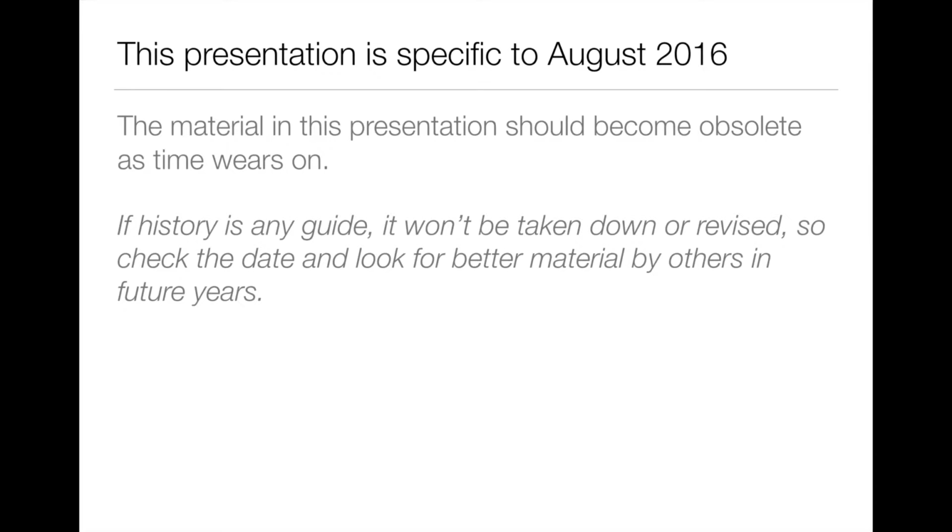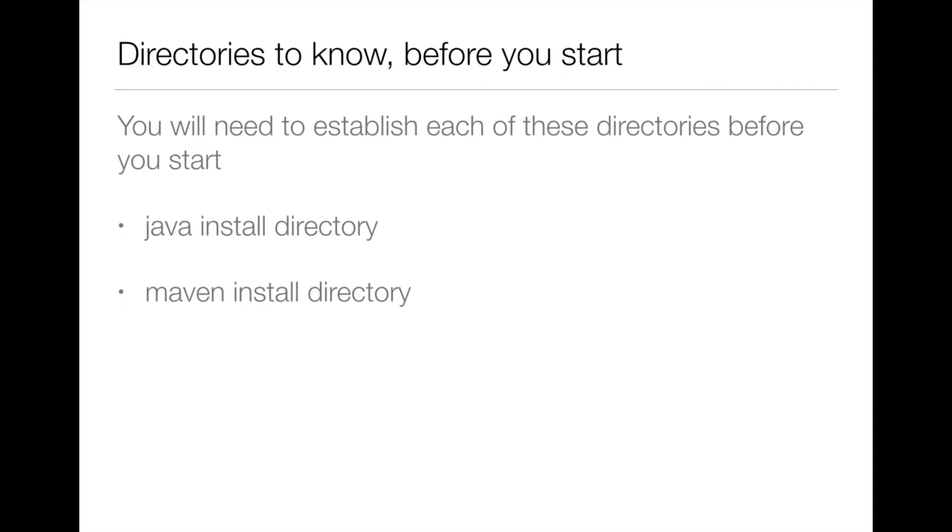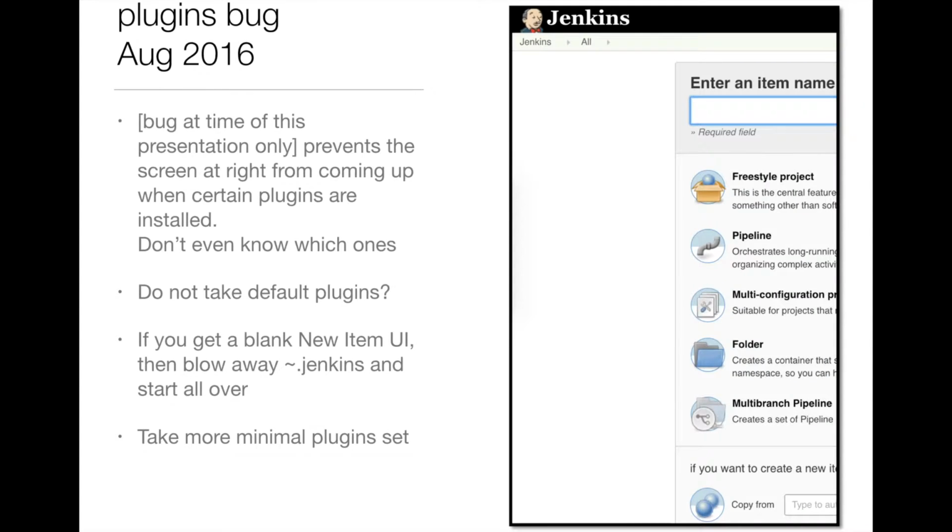If you show up after 2016, this video may be obsolete because this is quickly moving technology, so heads up on that. Another heads up, before we start, you're going to need to know your Java install directory and your Maven install directory. Last heads up, there's a little bit of a confusing thing we're going to do. We're going to not install all the default plugins when we set up Jenkins. This is because at least one of these, and we don't know which one, causes the new item screen not to display. So we're going to not take some of the plugins.